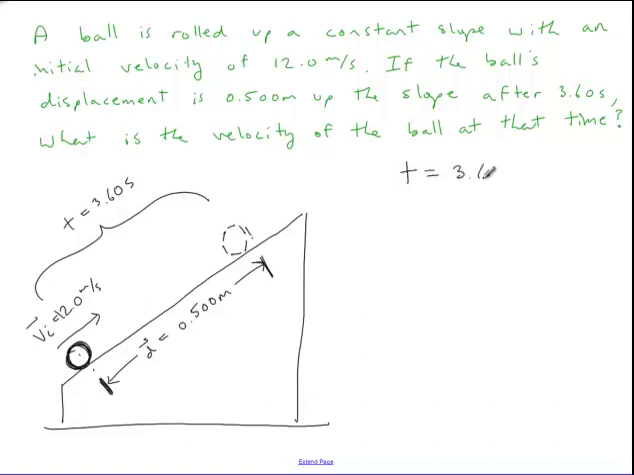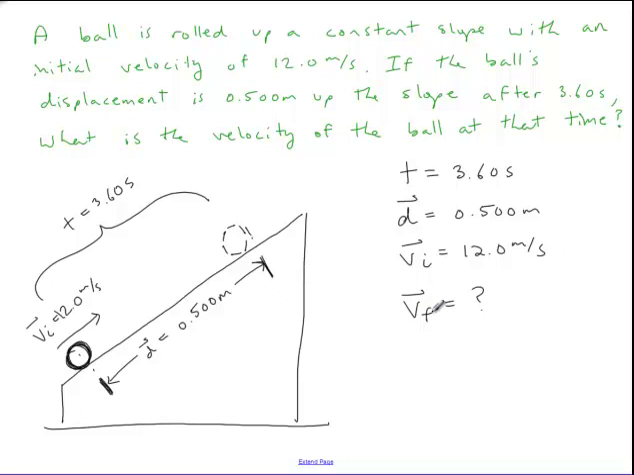Time equals 3.60 seconds. Displacement equals 0.500 meters. Velocity initial equals 12.0 meters per second. And we're looking for velocity final. Yes, of course, gravity is going to slow this thing down, but it's on an angle, and we want to look at everything on that angle, which is t, d, vi, and vf.